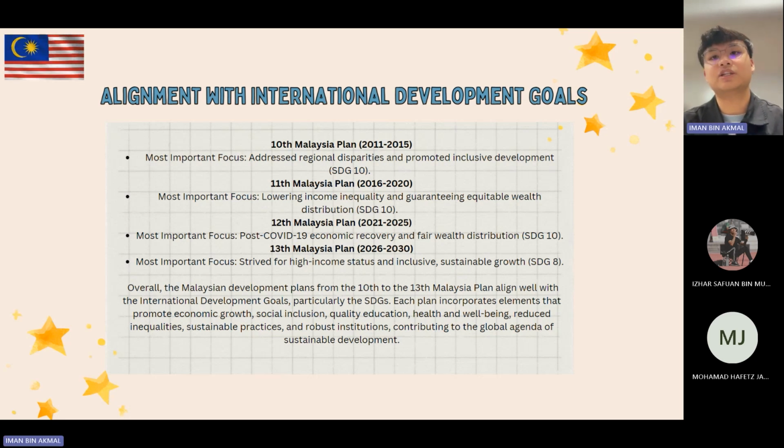So overall, the Malaysian development plans from the 10th to the 13th align well with the international development goals, particularly the SDGs. Each plan incorporates elements that promote economic growth, social inclusion, quality education, health and well-being, reduced inequalities, sustainable practice, and robust institutions, which contribute to the global agenda of sustainable development.